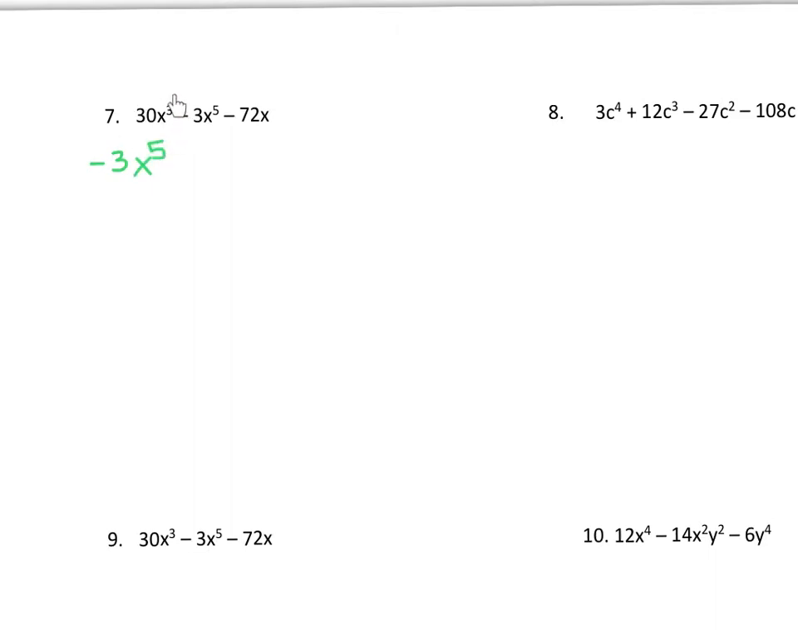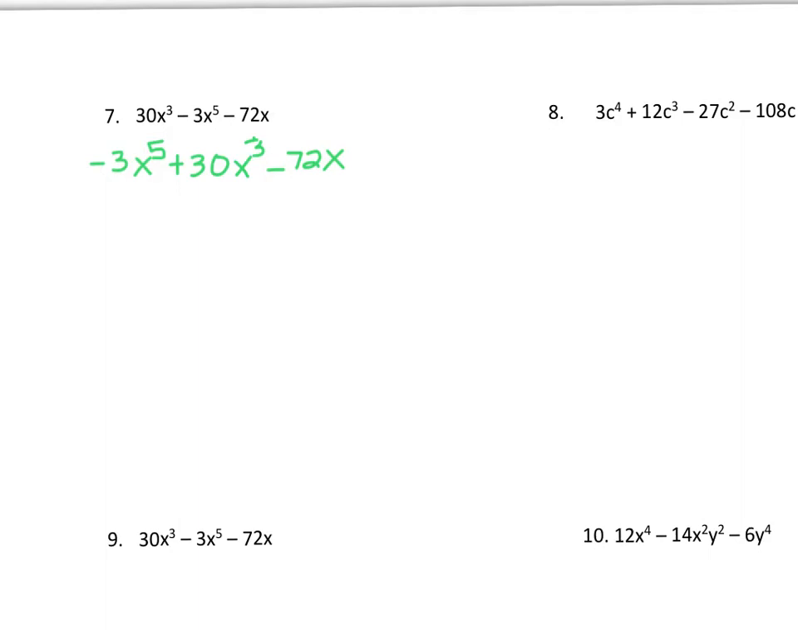And then this is the term with the next biggest exponent, and that's a positive 30x cubed. So plus 30x cubed. And then finally, the minus 72x is going to go at the end. Okay, so now that we've rearranged, we want to say, well, can we pull out a greatest common factor?